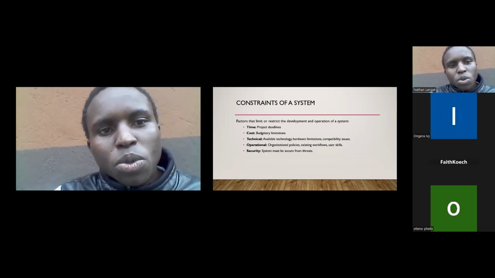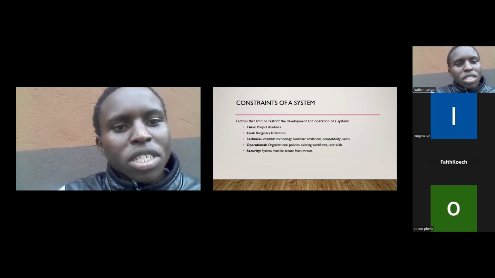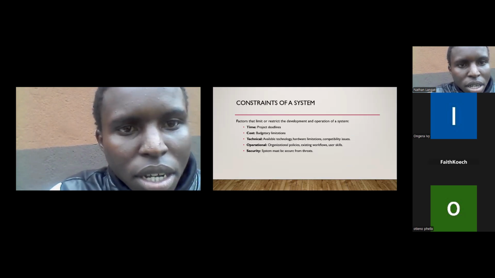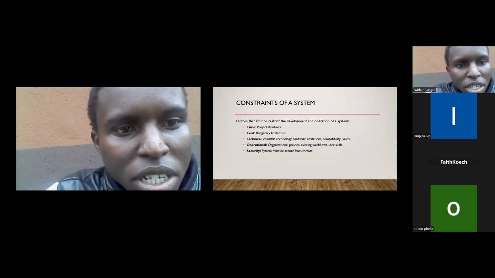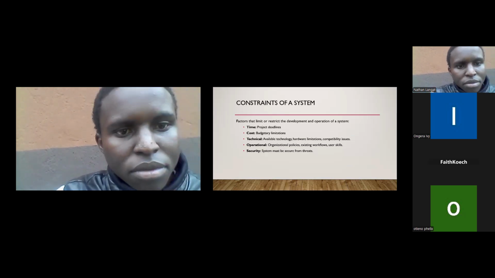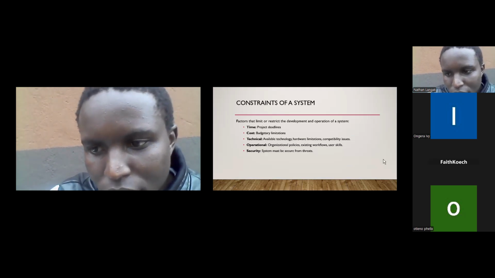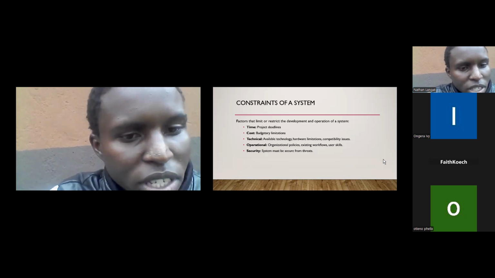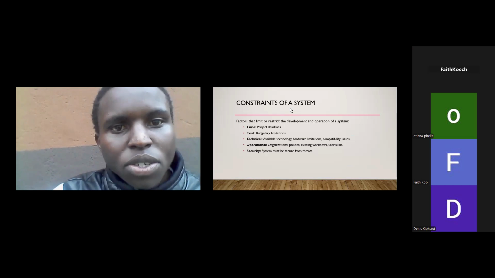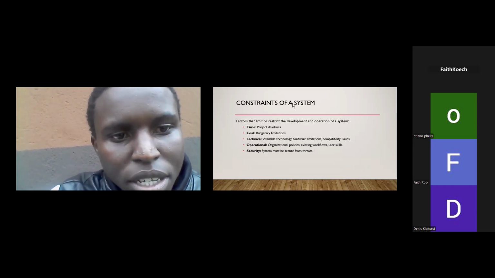Now we are going to the next topic, which is constraints of a system. Can anyone give me a few constraints of a system? Trainees, does anyone know any constraint of a system? You can type it in the chat, or you can just raise your hand and talk.